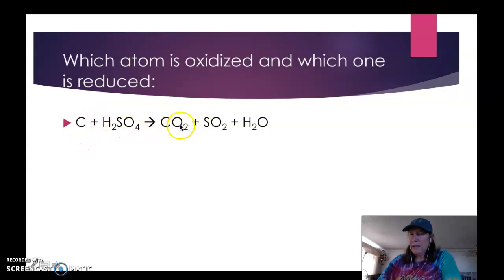And then over here it's combined with oxygen. Oxygen's -2, so 2 times -2 is -4. So over here, carbon is +4. So we go from carbon 0 to +4. Okay, so it becomes more positive, it's oxidized.